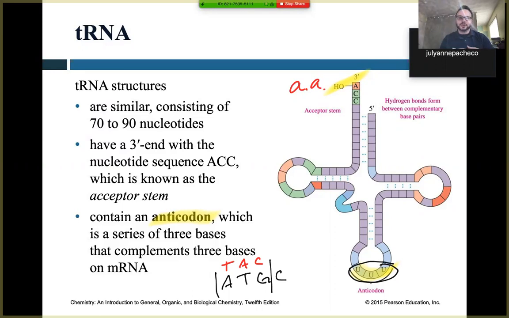Long story short, it's basically recognizing where to plug in that amino acid. So it's just recognizing the DNA sequence. And again, we're going to spend a little bit more time on that, so if it doesn't feel super comfortable, we're definitely going to get comfortable with it. Those are our 2 main take-home structures of tRNA.